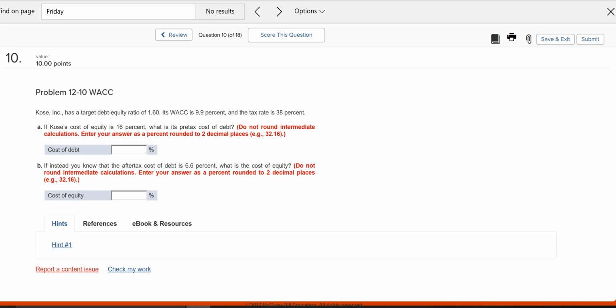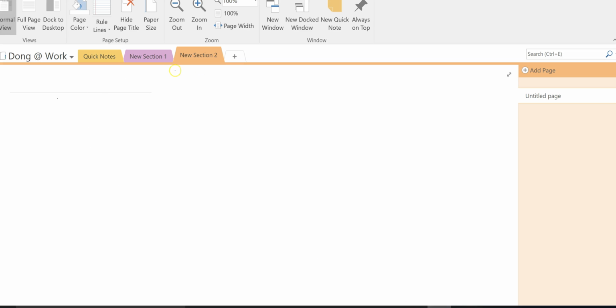So in this question, we were given the WACC, the target debt equity ratio, and the cost of equity, and the question asks us to calculate the pre-tax cost of debt. So we have to link all these variables together. We were also given the tax rate. So how can we link them together? We just use the relationship, right?